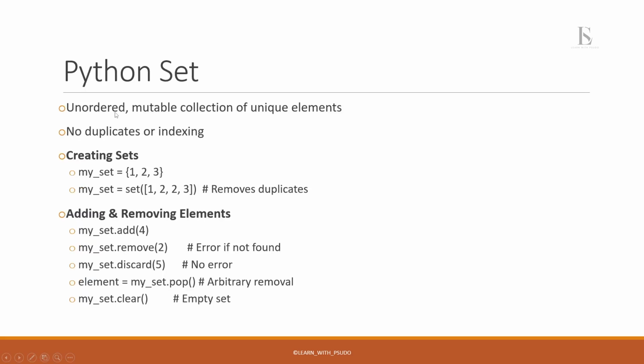Okay. We had seen set also. Sets are again unordered mutable objects, but they are all unique elements. They don't have any duplicates, right? And they also don't have any indexing. So how do you create one? The creation is again simple.